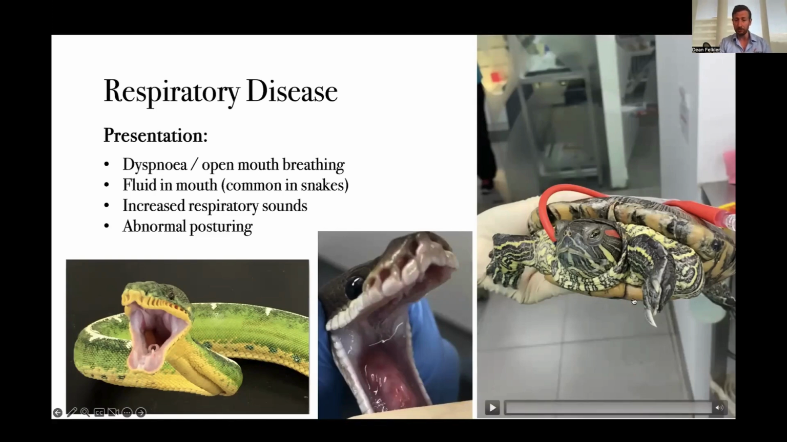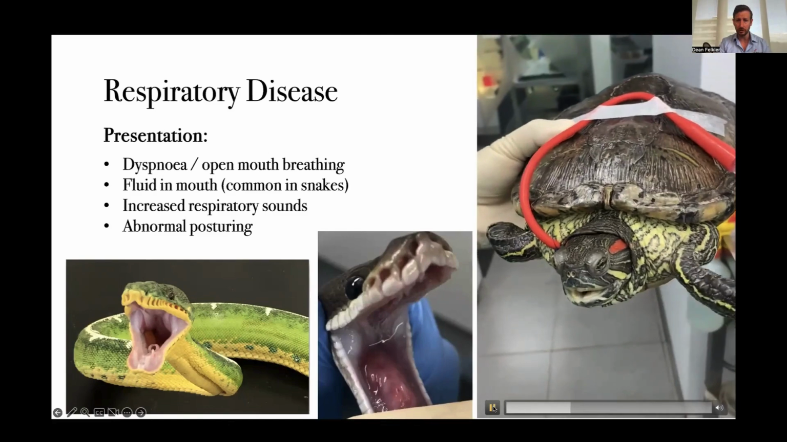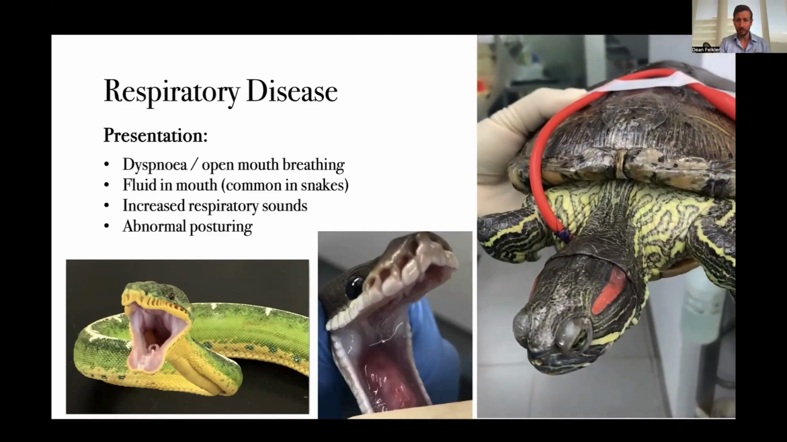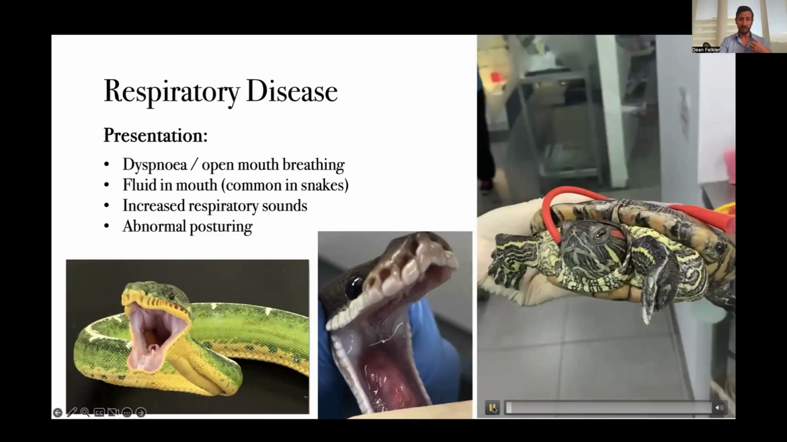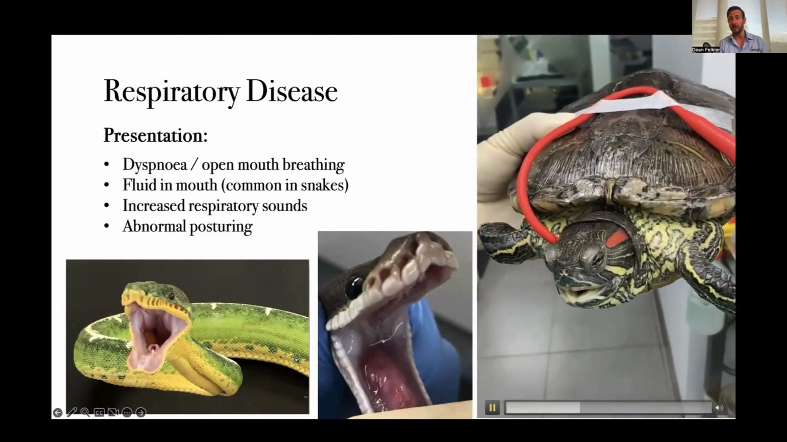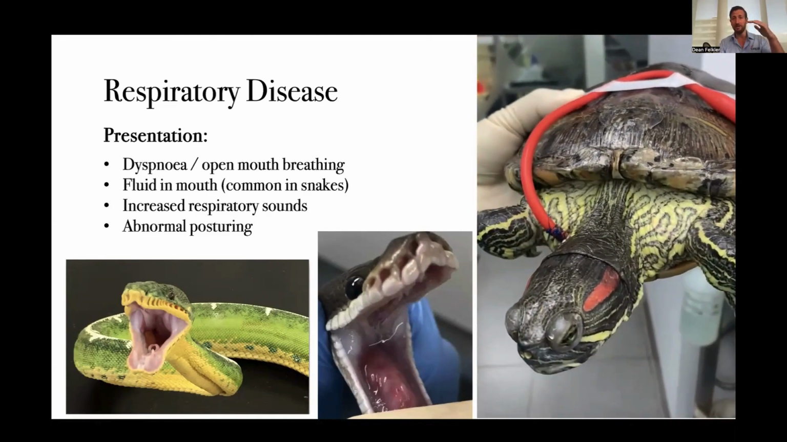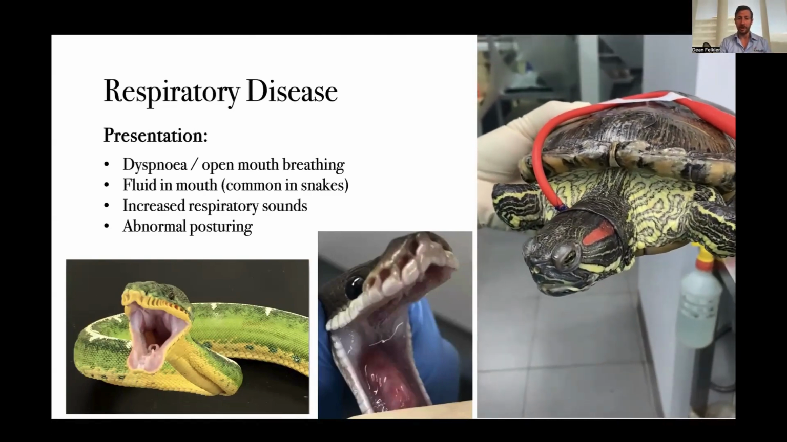And you can get respiratory noise. I'm hoping you can hear this from your side. But if not, you can see there's this extension of the neck. Snakes can present with extending the neck as well, just because it's a nice way for them to drain the fluid buildup in the lungs out of the oral cavity.